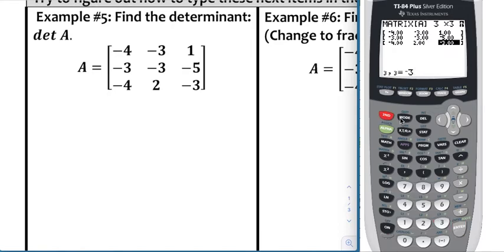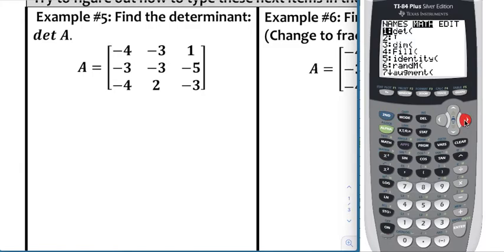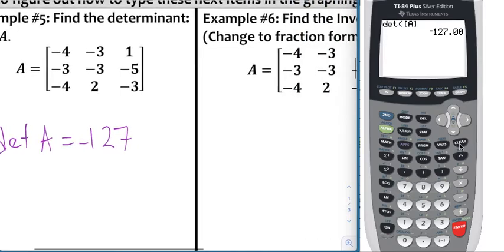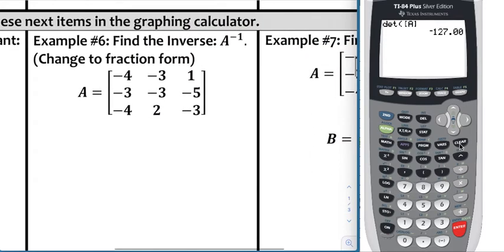All right, so now we're going to go out and we're going to go second matrix where all the good stuff is, over to math because we're saying I want to actually do an operation with it now. And DET for determinant, we'll press enter, and then it says, well, what do you want me to take the determinant of? Matrix A, please, and press enter. So our determinant of A is going to be -127. So always good to let the calculator help you out when necessary.